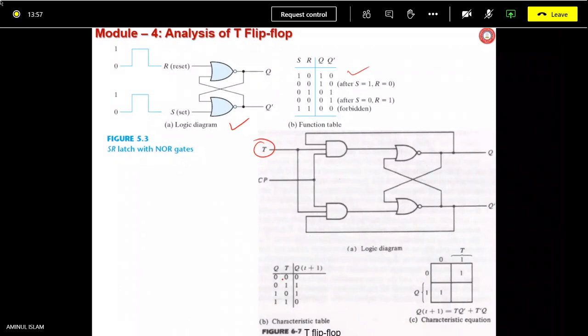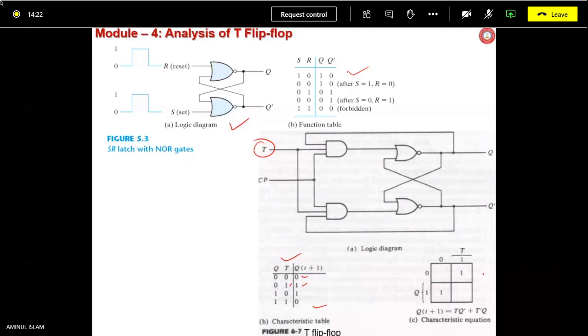And here is the characteristic table. From here you see T equals 0 means no change in the output Q. And if T is equal to 1, Q is 0, so Q(t+1) equals 1. So it is very easy to understand.